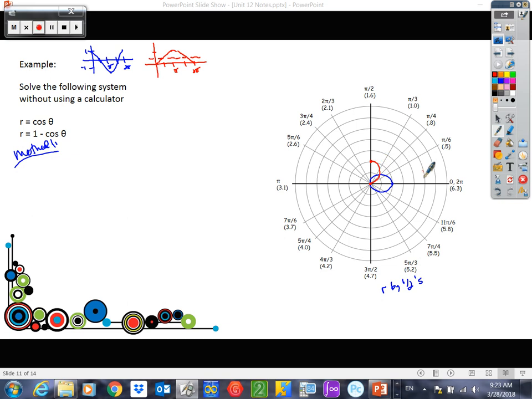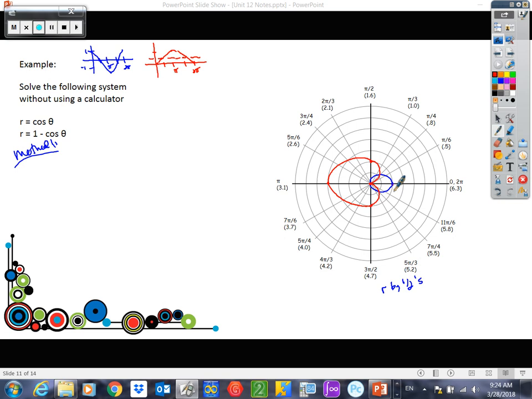Then at pi, I'm at 2. But my scale is at halves, so I would be here at the 4th ring. So we come around. Then at 3 pi over 2, I am back at 1, which by my scale would put me here. And then at 2 pi, we are back to 0. Okay, so it looks like we have 3 possibilities of intersecting. We've got the pole, and we have these 2 little areas right here.